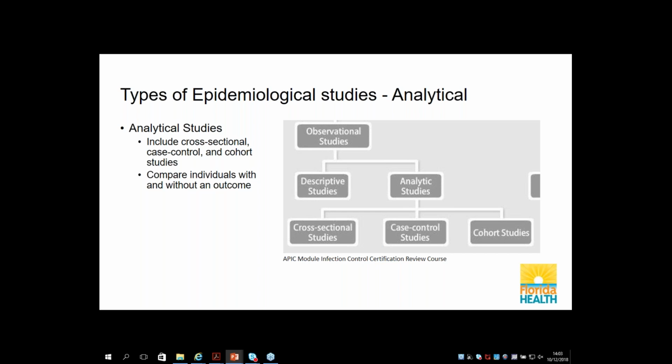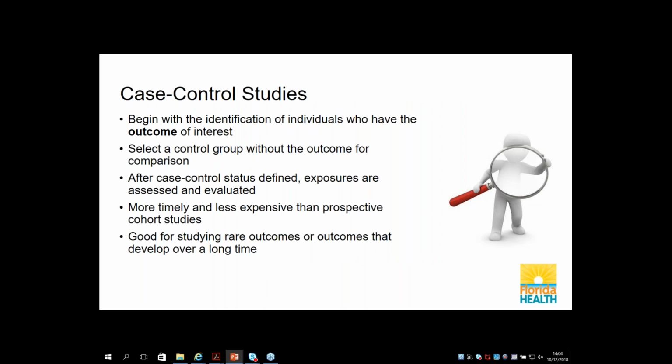So case control studies, they begin with the identification of individuals who had the outcome of interest, right? So case control is they have the outcome of interest. They select a control group without the outcome for comparison. After the case control status is defined, exposures are assessed and evaluated. And more timely and less expensive than prospective cohort studies. And they're good for studying rare outcomes or outcomes that develop over a long time.